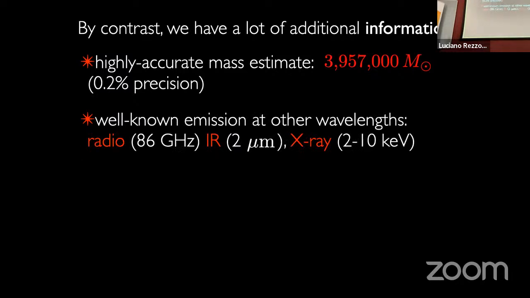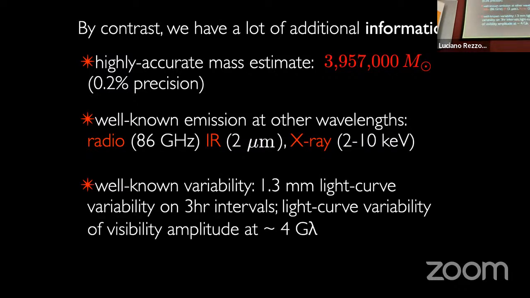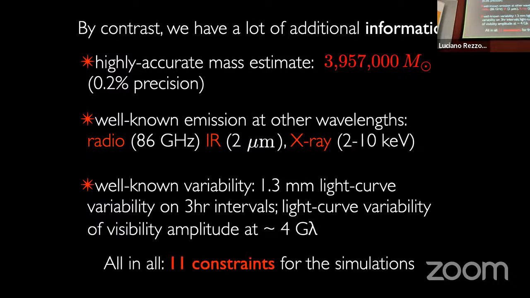It is also an object we've been looking at in many different wavelengths: in the radio at these frequencies, in the infrared, in the X-rays. And we have also been looking at it while we were taking the radio data. So we have the light curve at 1.3 millimeters, the variability on 3-hour intervals, and the variability of the visibility amplitude at 4 gigalambda. These are all additional constraints that need to be imposed. All in all, we have 11 constraints, and although there are disadvantages, these are the advantages that allow us to have a much more stringent selection of models.